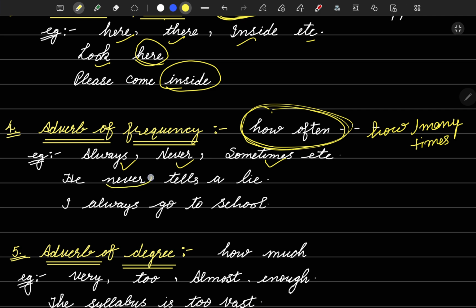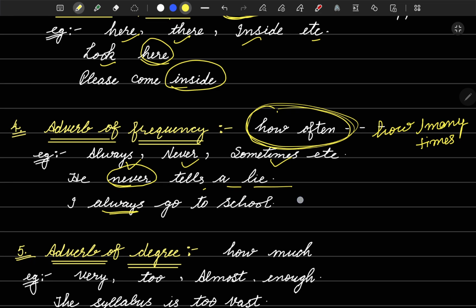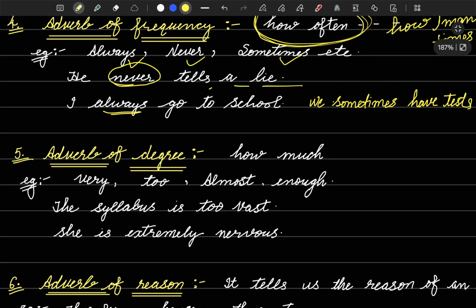Sentences, he never tells a lie. I always go to school. We sometimes have tests. Okay, so it tells us about how many times an action is done or happens.